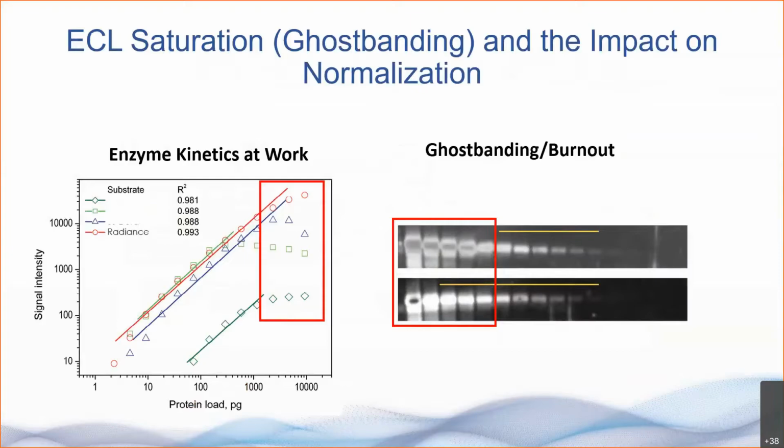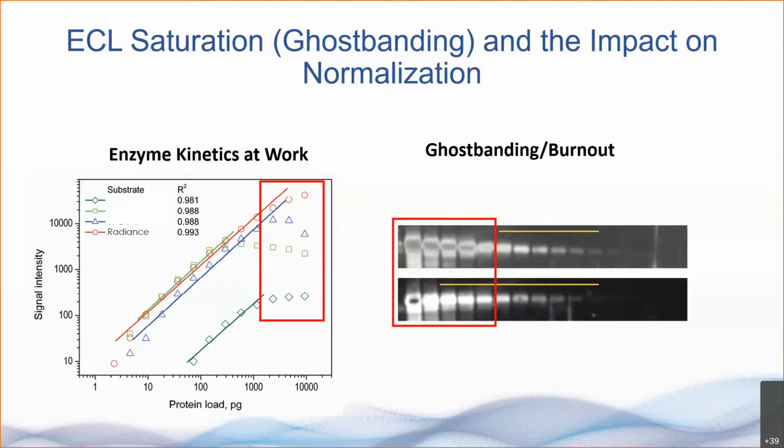Another issue that we run into, especially with ECL, is the ghost banding and its impact on normalization. What we actually see here is that we had four different substrates that we ran, and you would expect that as you loaded more protein, you would get a better signal. But as we can see here, due to the enzyme kinetics of the reaction, we actually start getting burnout or ghost banding. And that's what we're showing over here on the right. What's actually linear would be right over where the gold line is going across on the top. Okay.